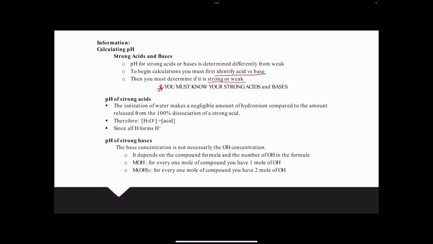So remember our strong acids, we had 6 and only 6. So hydrochloric, hydrobromic, hydroiodic, nitric, sulfuric, and perchloric acids. And then our bases were group 1 or 2A hydroxides. And if we have an acid or base that doesn't fit into these, then it's weak.